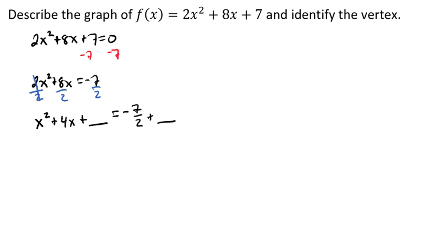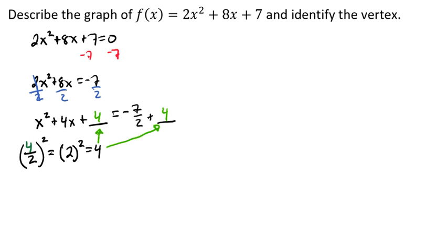Now we're going to take our b value, which is the 4, and we're going to divide that by 2, and then we're going to square it. So we're going to have a 2 squared, which is a 4. And so we're going to take this 4, and it gets to go into both of these spots, into our leave spaces.